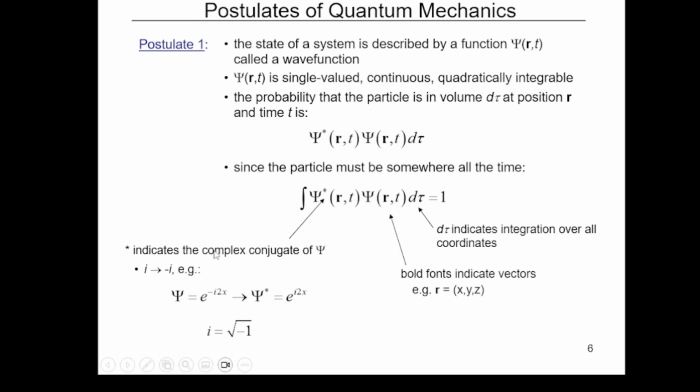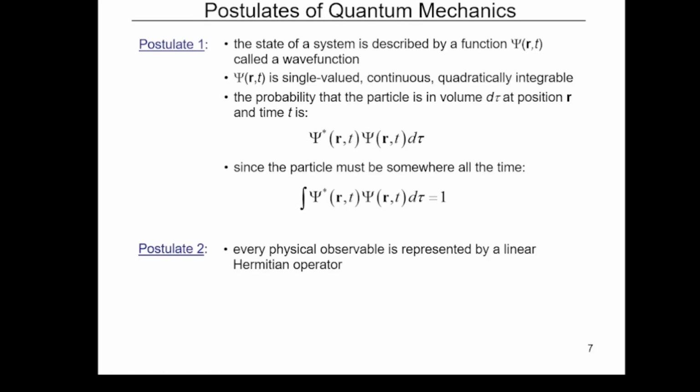Now, psi star indicates the complex conjugate of psi. This is like bold R, which indicates vectors for x, y, and z. d tau indicates integration over all coordinates, and now this conjugate wave function is equal to exponent minus iota 2x. So this iota is square root of minus 1.